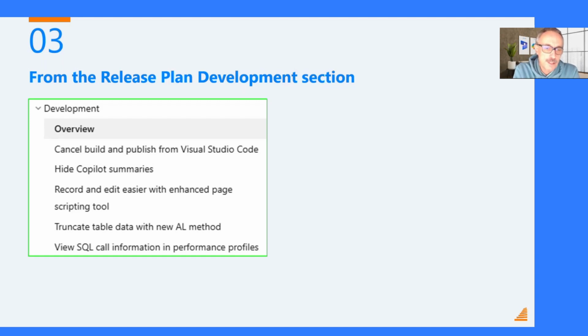And then there's view SQL call information in performance profiles. You get now the information of all the calls that are being done by the application in your performance profile, and you can also, even if they are too big to show in the profiler, just copy them and you will get the full SQL call that has been sent out. So you can get all the information there. So it should be helpful in analyzing what happens.